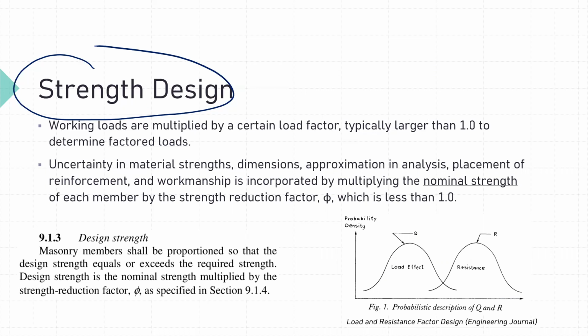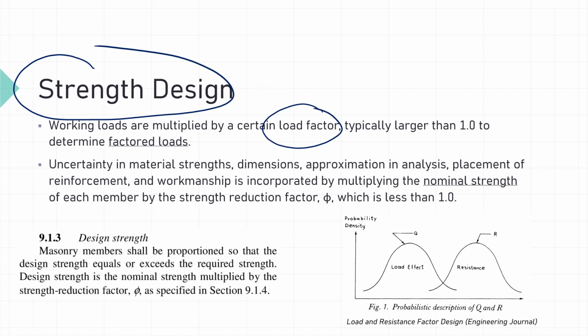We essentially take our working loads and multiply them by a load factor, which is typically larger than 1, and we determine our factored loads. You'll go to ASCE 7 or the IBC or whatever your loading document is, and there are different load combinations for different factored loads. We take our loads, for example dead or live loads, multiply them by a load factor, typically larger than 1, to determine our factored loads. We then determine which factored load combination controls for whatever element we're considering. That's the load side of our equation.